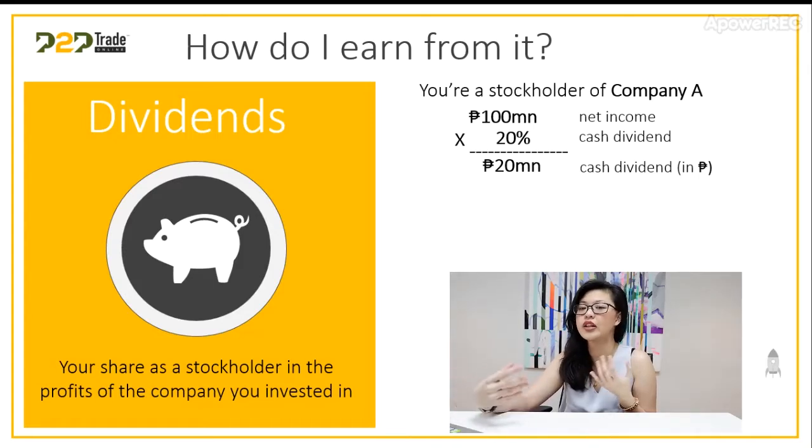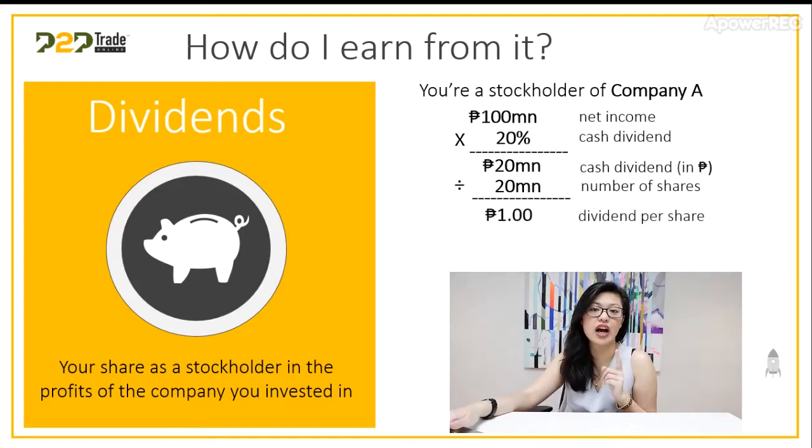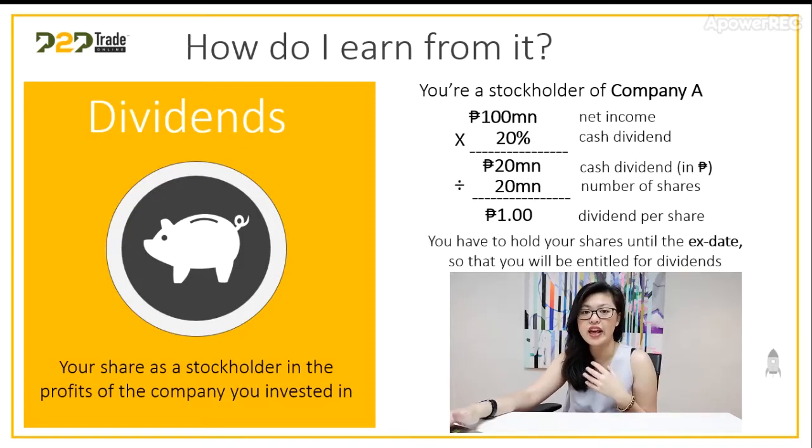And let's say total number of shares is also 20 million. So that's 1 peso cash dividend per share. You, who owns 100 shares of Company A, will be entitled to 100 pesos cash dividend. Yan yung share mo sa kita ng company. As long as you hold your Company A shares until what we call X date, you will be entitled to that 1 peso per share. That's what a cash dividend is.